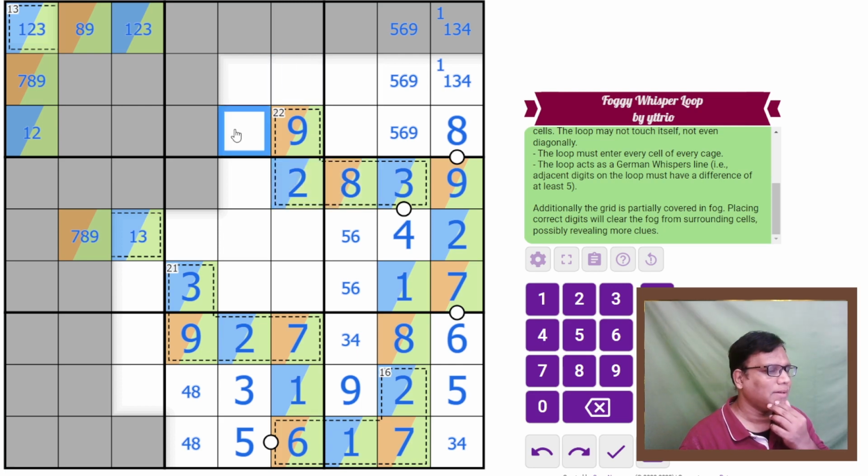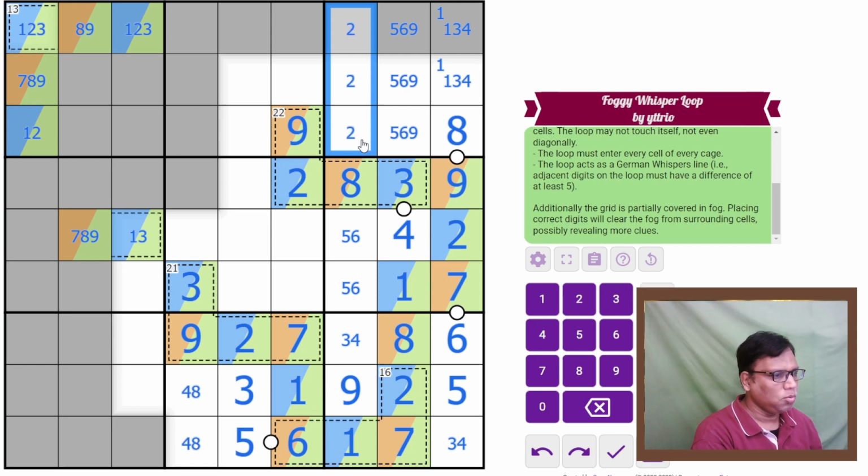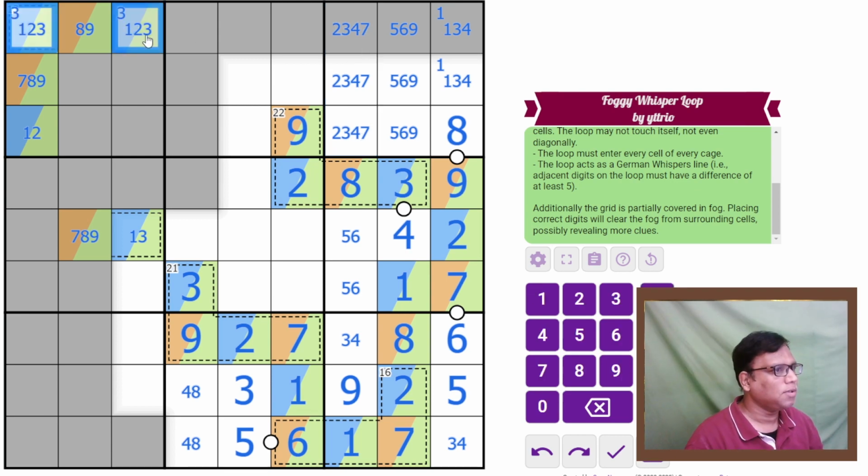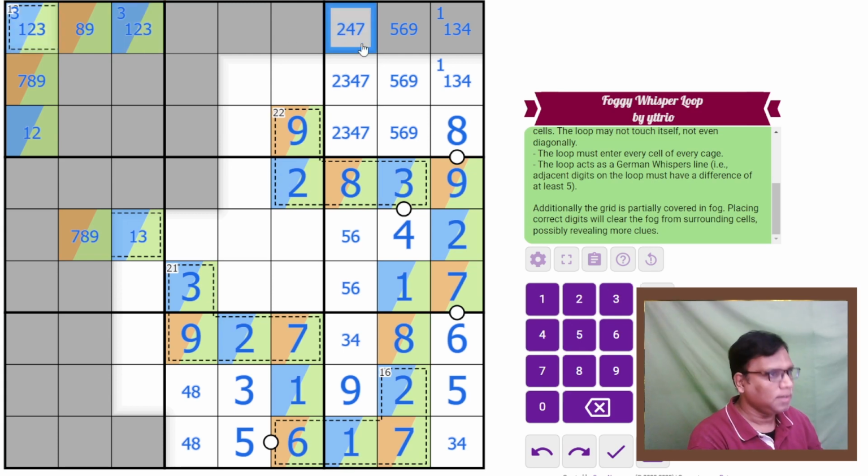Now from here is where it is. 5 6 1. So what is this now? 3, 4, that's 1, 2, 3, 4, 7. 2, 3, 4, 7, isn't it? And oh, 3 is here, right? We know that 3 is one of here. So 3 is not there, and 3 is not there.